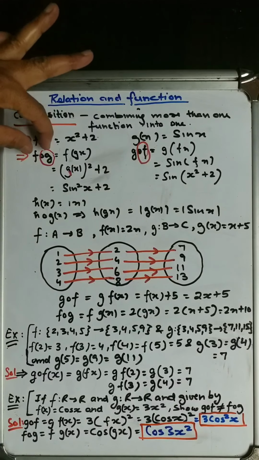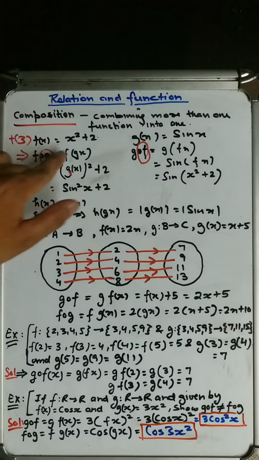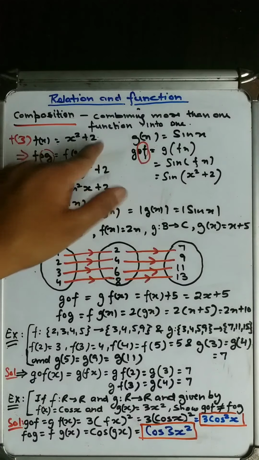Look at this again. f is the function, write x square plus 2, but x, the domain, is replaced by the function g(x). g(x) means replace this by sin x. Same way, g is the function here because it is on the left side. So write the function sin x. But in place of x, we have the function f(x). So in place of x, write the value of f(x).